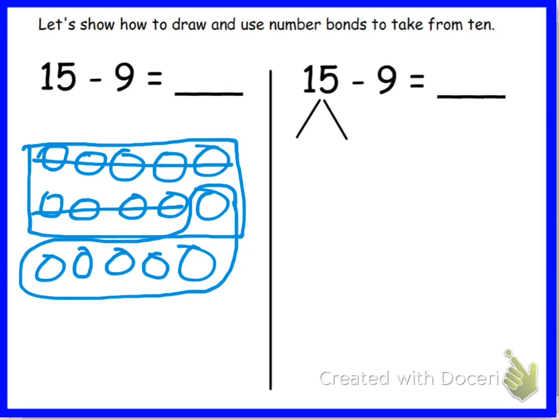So now we just have to count to see how many is left. Well, there's 1 inside the box, and then 5 outside. So we know it's 1, 2, 3, 4, 5, and 6. So our answer is 6.